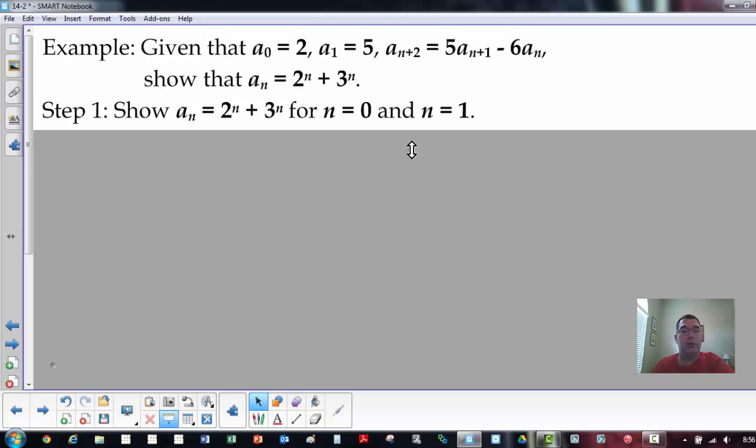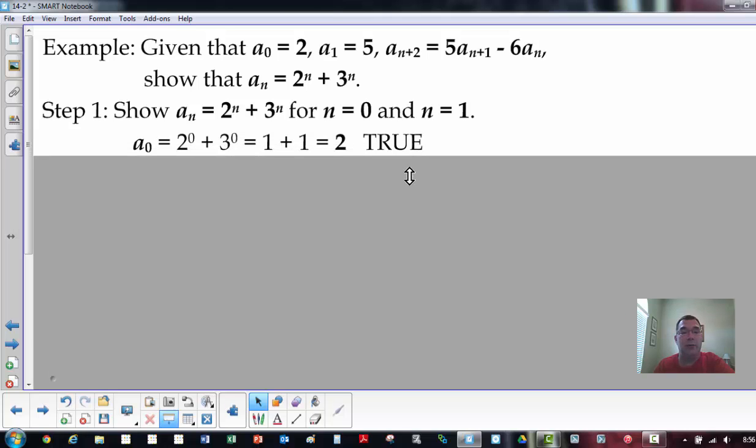So step 1, we're going to show that this is true for n equals 0 and n equals 1, since those are the base cases that we've been given. So I'm simply going to replace all n's with zeros and show that that's true, and then replace all n's with 1s and show that that's true. So when I replace all n's with zeros, I get that the 0th term is 2 to the 0 plus 3 to the 0, which is 1 plus 1, which is 2, and I was given that the 0th term was 2, so I know that this statement is true.